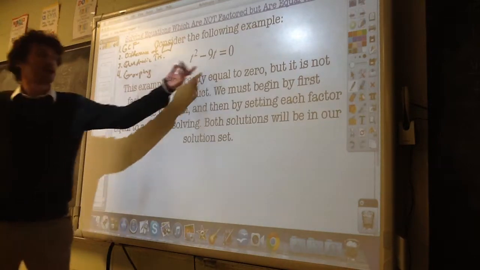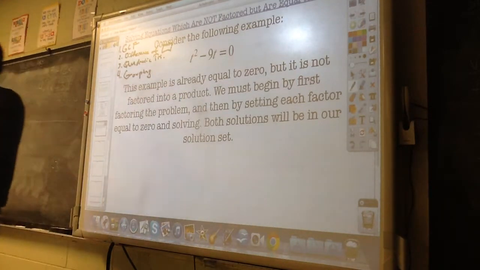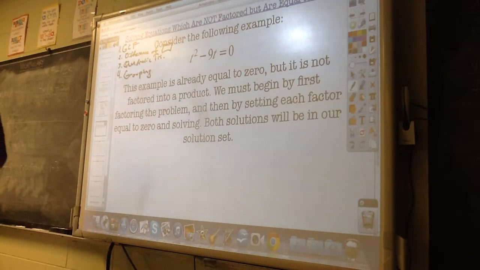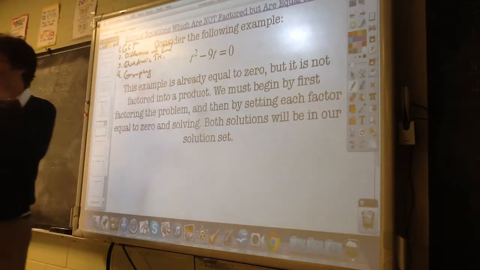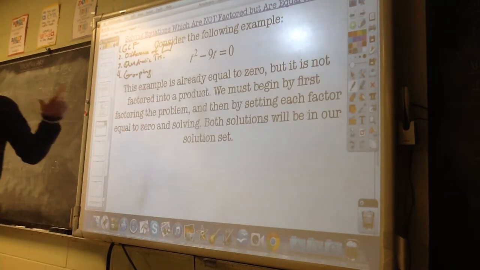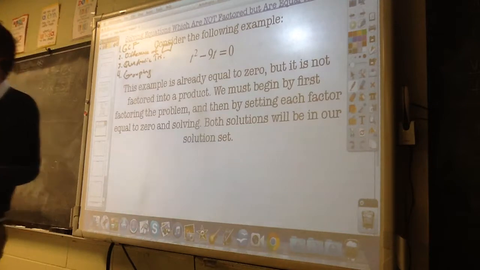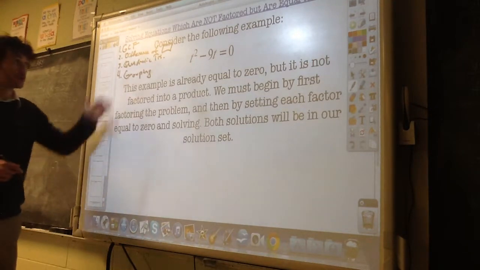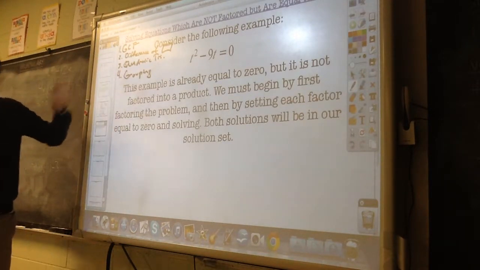So my goal is to make this look like the problems we worked before. So I have a step at the beginning where I'm making this look like the ones we worked, and then once I make this look like the other ones, then I do what we did on the other ones, right? So I'm going to go down the checklist and see what I can do to this problem.